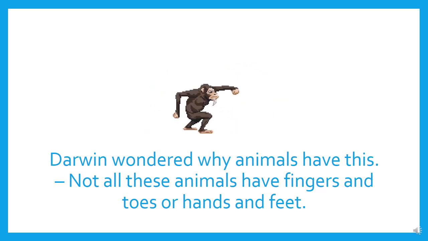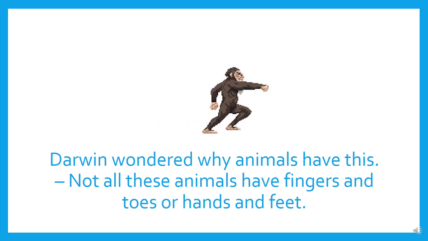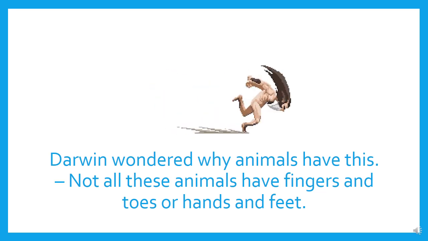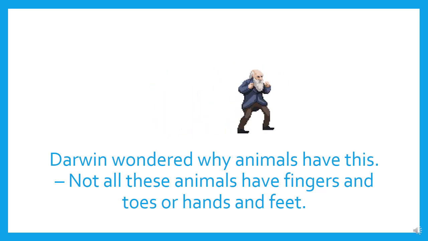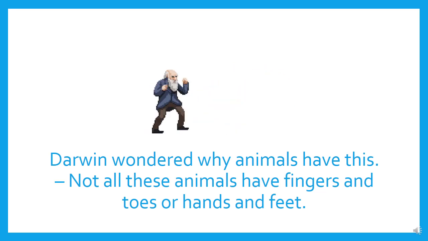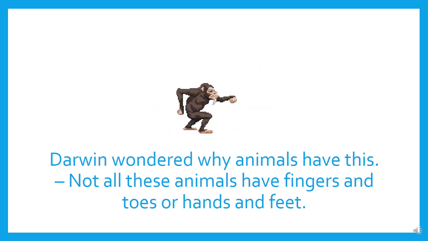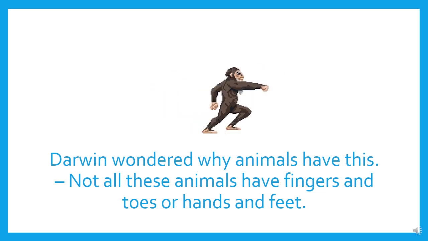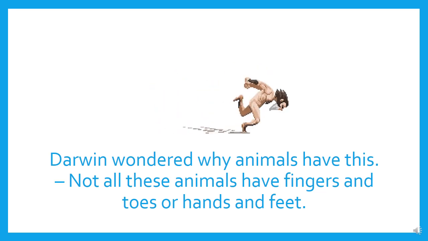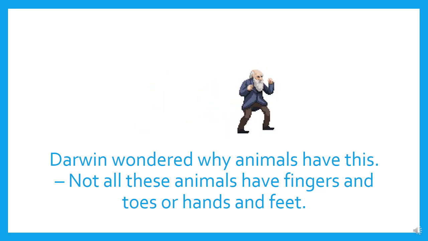So Charles Darwin wondered why animals have this in the first place. Even though animals have different shaped appendages or limbs, sometimes they have flippers, sometimes they have wings or hands and feet. Even though they work in a different way, they all seem to have these 5 bones or this pentadactyl shape.